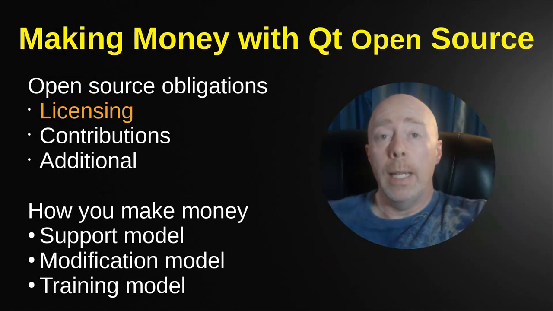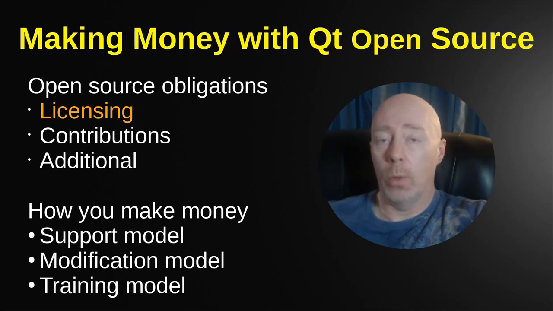So let's talk about licensing. Qt has what's called a dual license model, meaning there's a commercial version and an open source version. And this is the source of a lot of confusion. A lot of people think you need the commercial version to sell your software, and that 100% is not the case. You can actually sell your software using the open source version. You just have to follow the licensing guidelines.